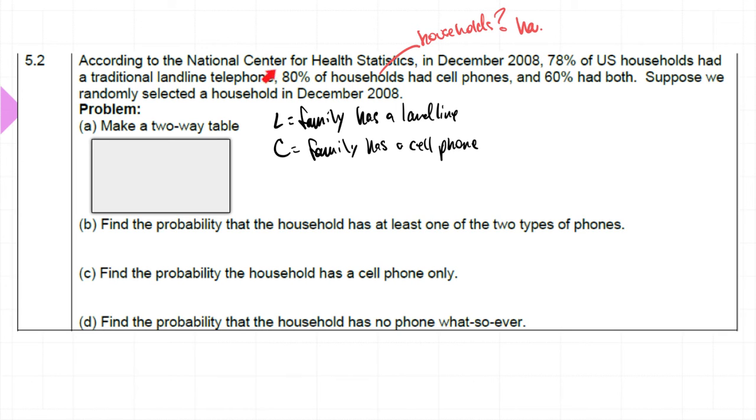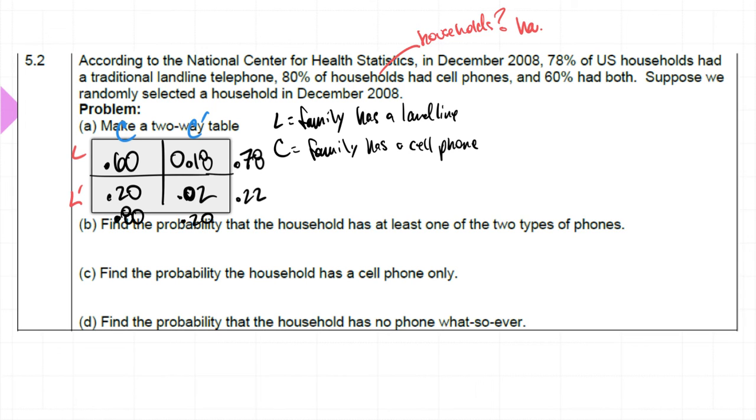So now we got a question. According to the National Center for Health Stats, they did a study from a census. 70% of households had a landline, 80% had a cell phone, 60% had both. This is so ancient. Now we wouldn't even count households. We'd be like, how many phones does each person have? We got more phones and computers than people now. Anyway, okay, so it wants us to make a two-way table.